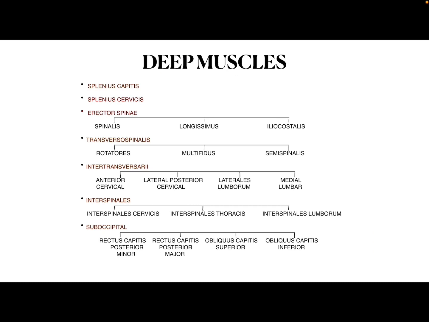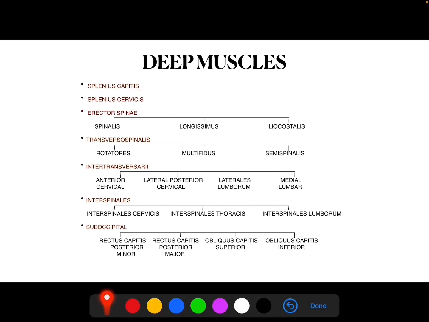Now let's move on to the deep muscles of the back. This layer of muscles have various groups with different subgroups: splenius capitis, splenius cervicis, erector spinae with spinalis, longissimus and iliocostalis, transversus spinalis with rotatores, multifidus and semispinalis, intertransversarii with anterior cervical, lateral posterior cervical, lateralis lumborum and medial lumbar, interspinalis with interspinalis cervicis, interspinalis thoracis, and interspinalis lumborum, suboccipital with rectus capitis posterior minor, rectus capitis posterior major, obliquus capitis superior, and obliquus capitis inferior.